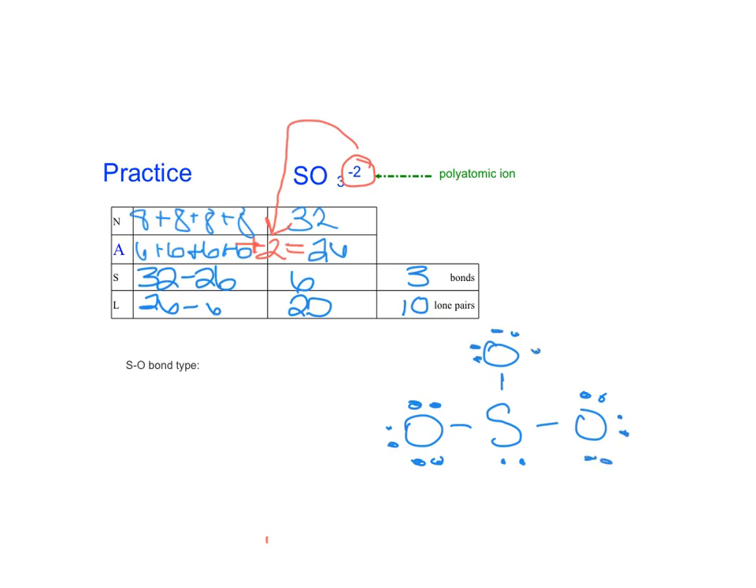Now to show that this thing has overall gained 2 electrons, put it in brackets and put the charge outside of it. And the bond type here would still be polar covalent, since we're dealing with 2 nonmetals that have different identities. They're different atoms.